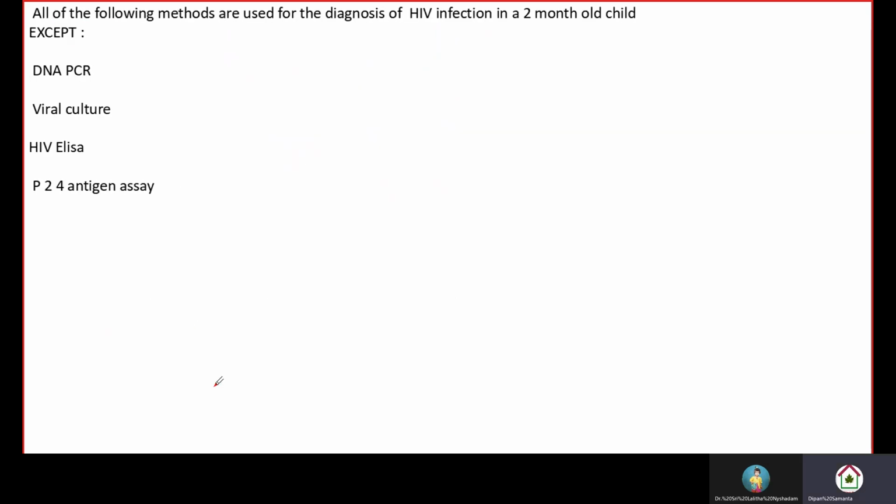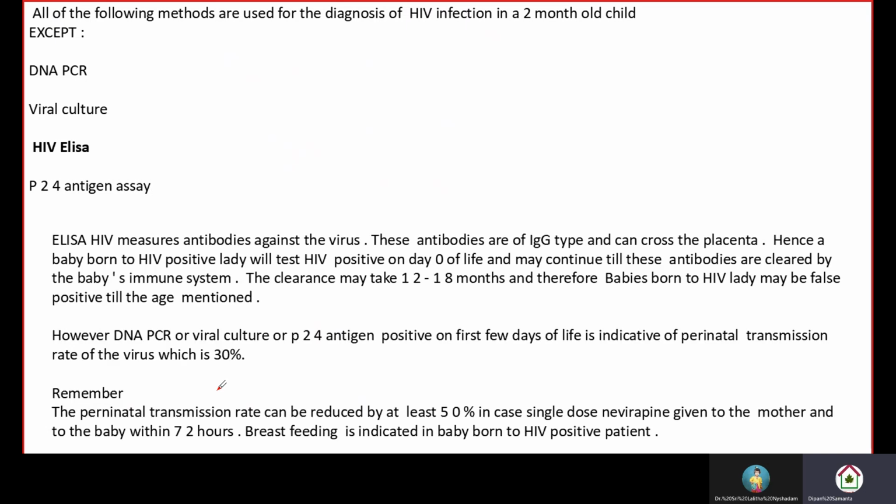All of the following methods are used for the diagnosis of HIV infection in a 2-month-old child, except which one? Which of these is not used for diagnosis of HIV in a 2-month-old child? And the answer is ELISA. Very important question.